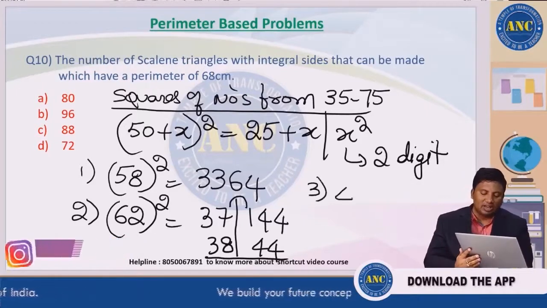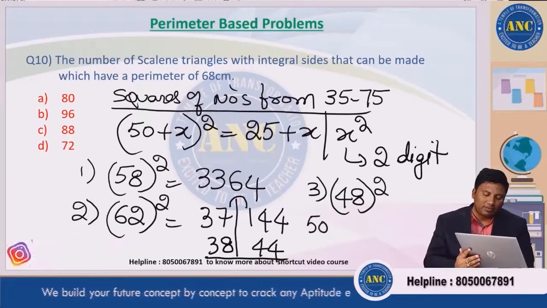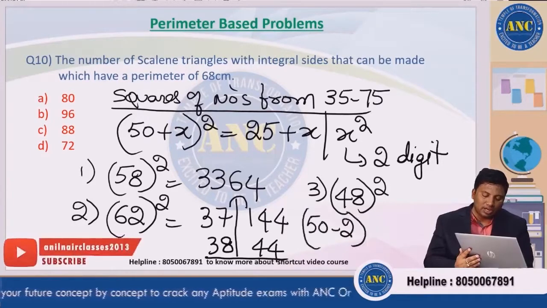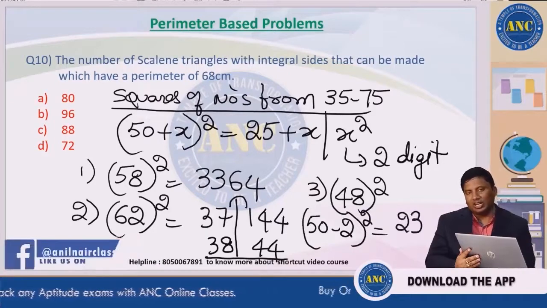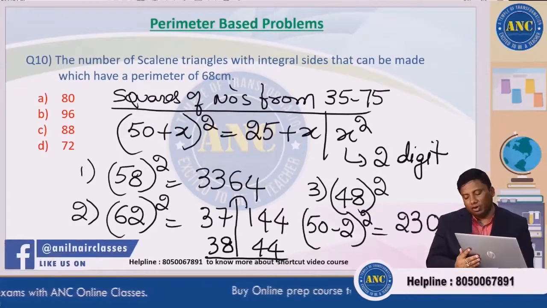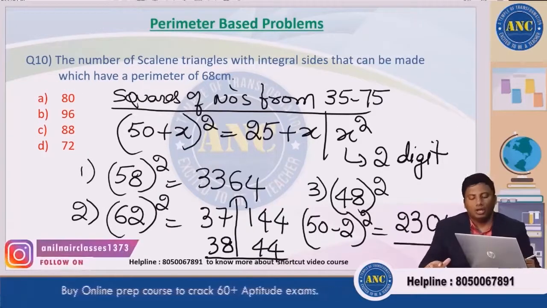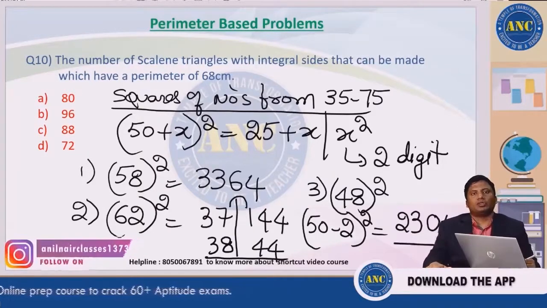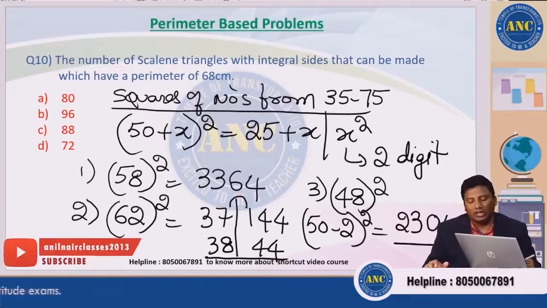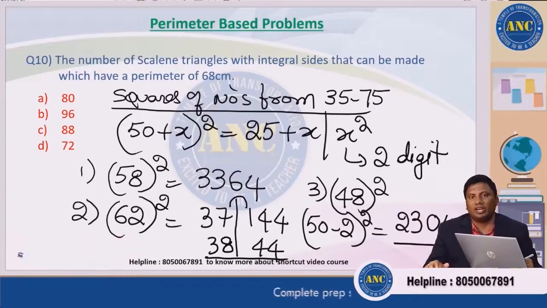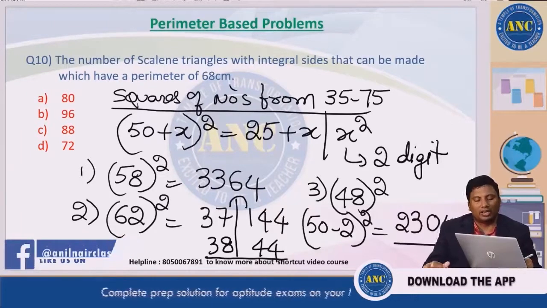Suppose it is 48 square. 48 square is nothing but (50 minus 2) whole square. X is minus 2. 25 minus 2 is 23. Minus 2 square is 4. 4 in a 2-digit format is 04. So 25 minus 2 slash minus 2 square.